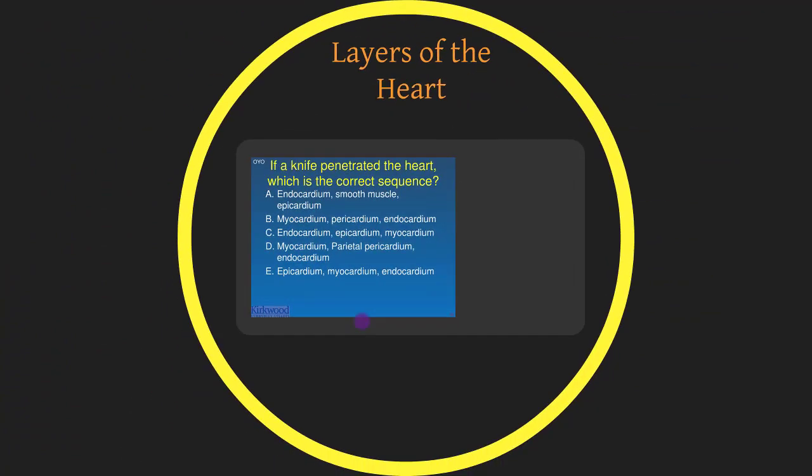If a knife penetrated the heart, which is the correct sequence? Well, we know it's not going to be epicardium. It's not A because epicardium is not the inner one. I don't like B because it doesn't go myo, para. I don't like C because endocardium is the most inner layer. I like E. I'm liking E because it's epi, myo, endo.